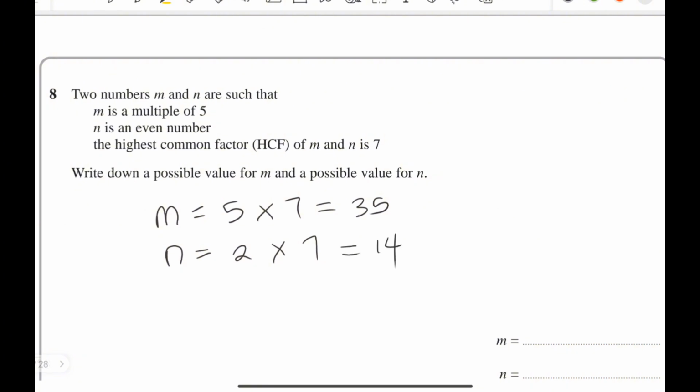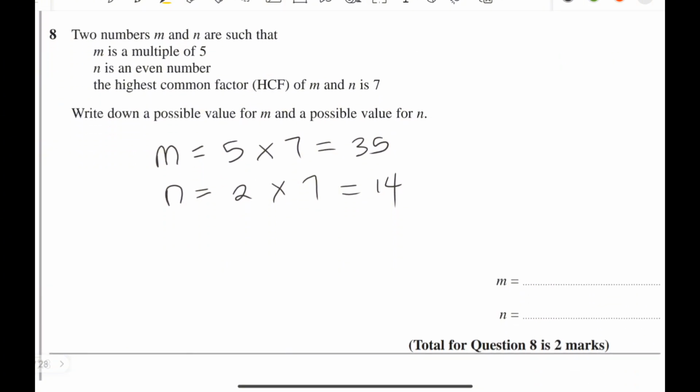Let's see if this satisfies our condition. 35 is a multiple of 5 and 14 is an even number. And the highest common factor between 35 and 14 is 7. So our answer makes sense. That means m is 35 and n is 14.